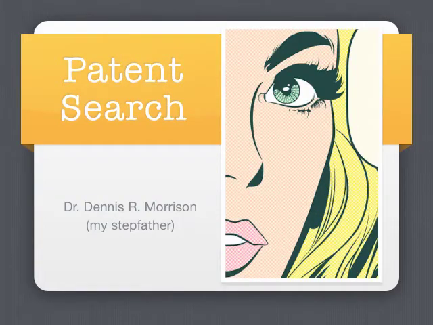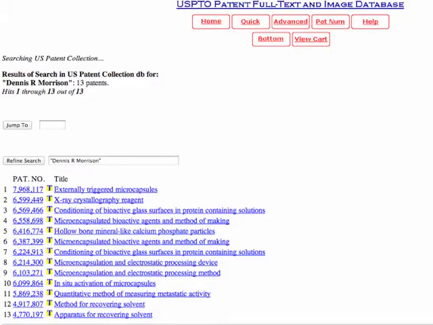So on the patent search, I searched for Dr. Dennis R. Morrison, who is my stepfather, so I can come up with this great brand story for his new products that he's coming out with that I'm going to do all the marketing for. What I find is that he actually has 13 patents in the United States, and they range from apparatuses, which would be design patents, to utility patents, which are methods for his microcapsulations and apparatus and whatnot.